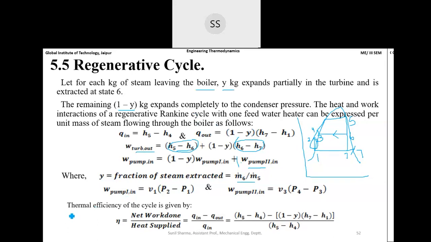So the thermal efficiency of the cycle is given this way: eta is equal to net work done over heat supplied, which is Q in minus Q out over Q in, and in that way we may represent this. This is the way in which we will discuss the regenerative cycles.